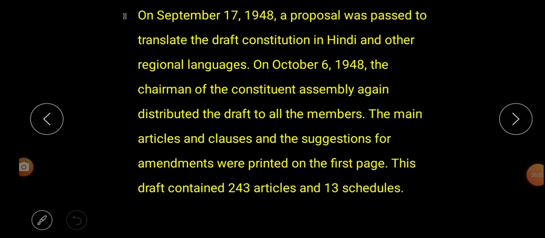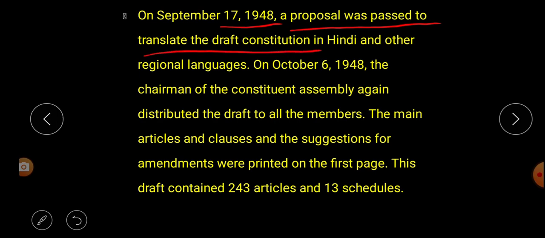Next paragraph. On September 17, 1948, a proposal was passed to translate the draft constitution into Hindi and other regional languages. That means it was on September 17, 1948 that a proposal was passed. Why? The proposal was to translate the draft constitution into Hindi and other languages.